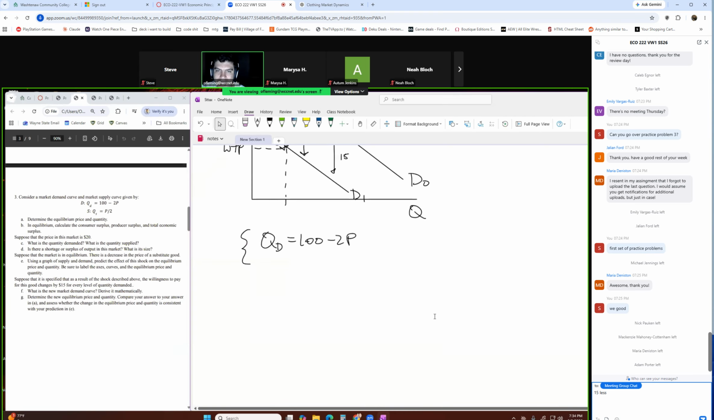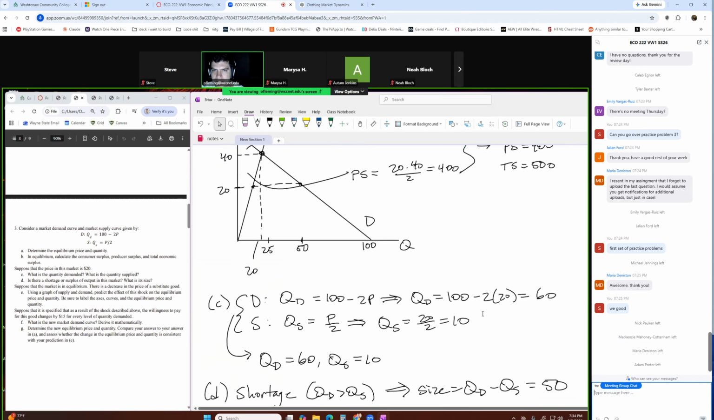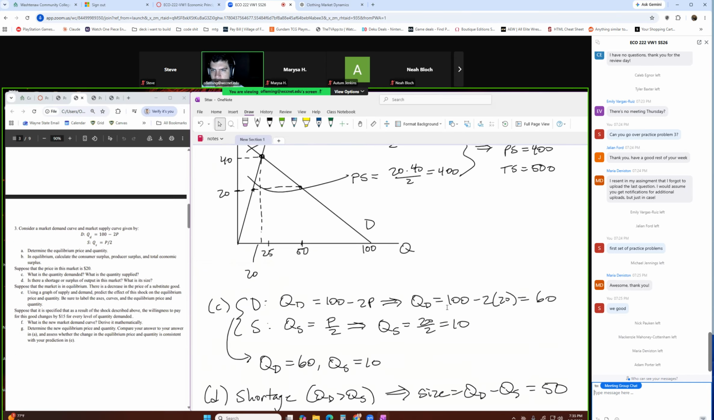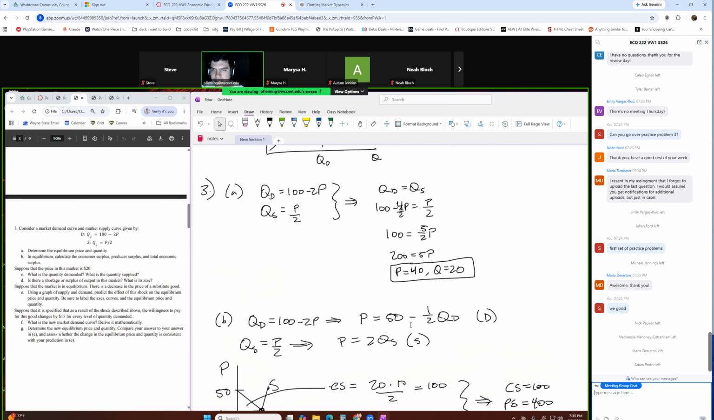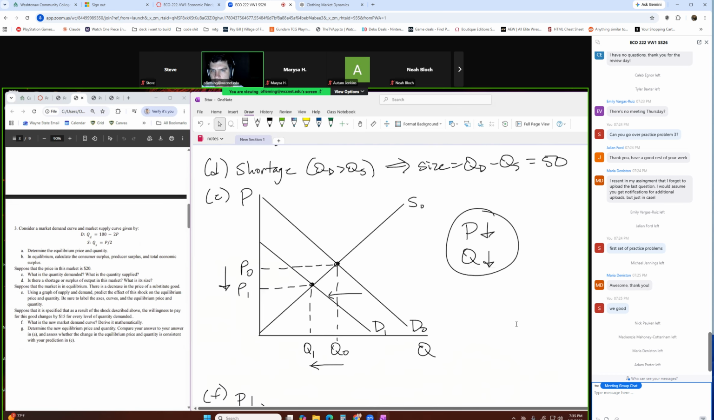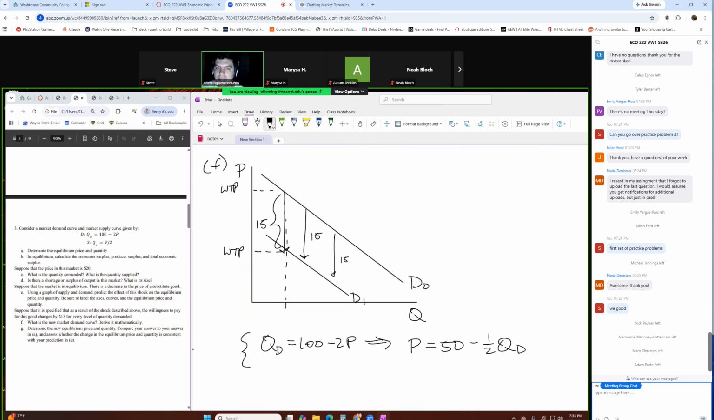So I need to rearrange this first. I need to rearrange this as I did up here when I graphed it. Where did I graph it? Right here. P equals 50 minus 1/2 QD, right? So I'm going to get P equals 50 minus 1/2 QD, like so. Now this is describing for every quantity, what is the price going to be? What is the willingness to pay?